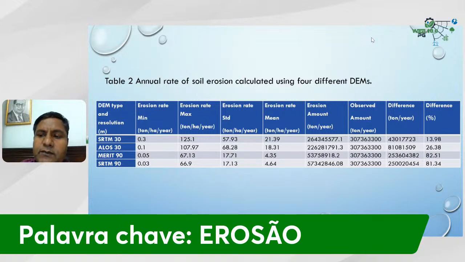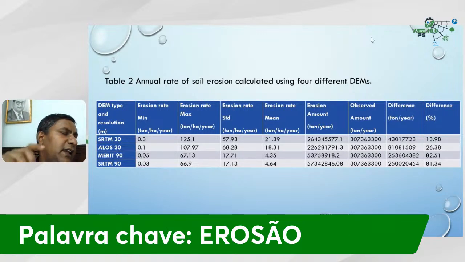So minimum difference was observed in the case of SRTM 30 meter. It means the SRTM 30 meter DEM is suitable for the Himalayan region for better accuracy. Whereas Merit 90 meter and SRTM 90 meter are showing lower accuracy or very poor accuracy. Correct. So that's why we are considering SRTM 30 meter.